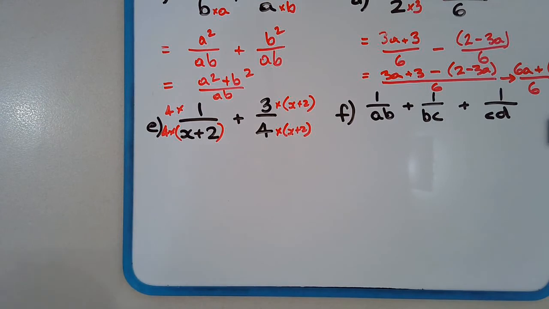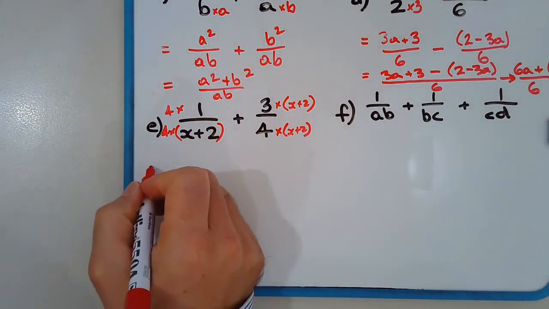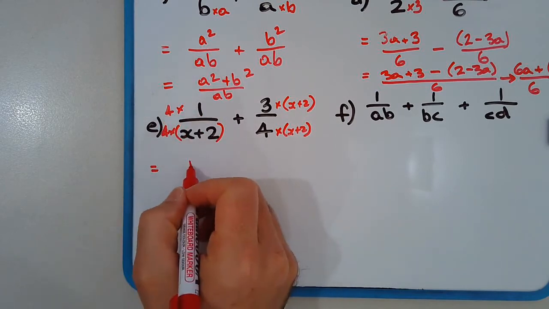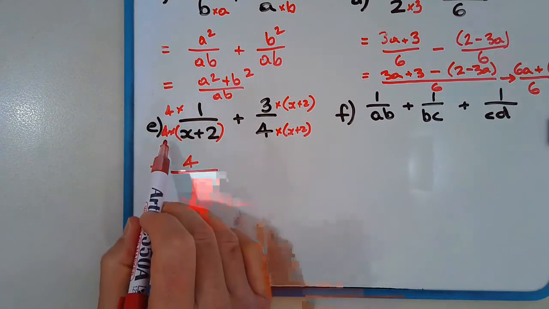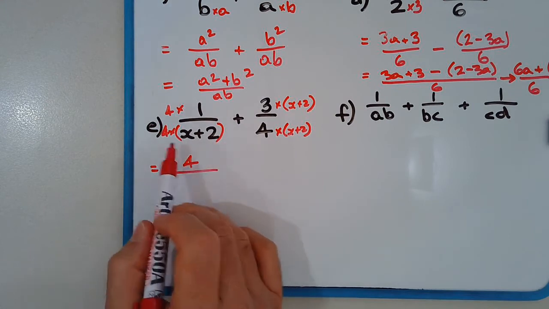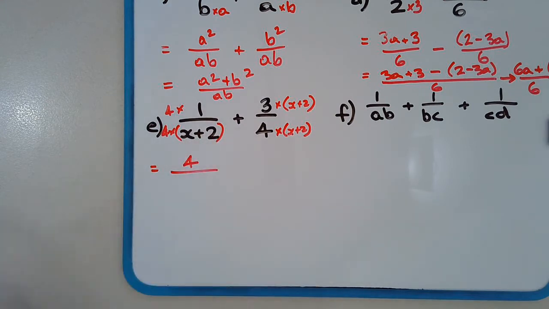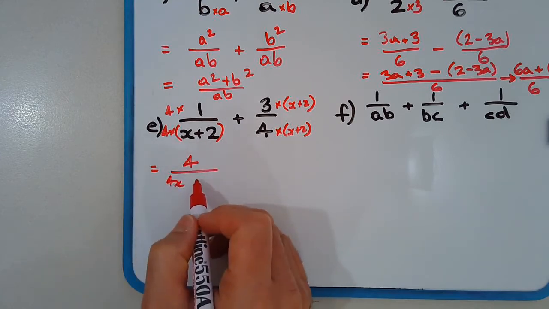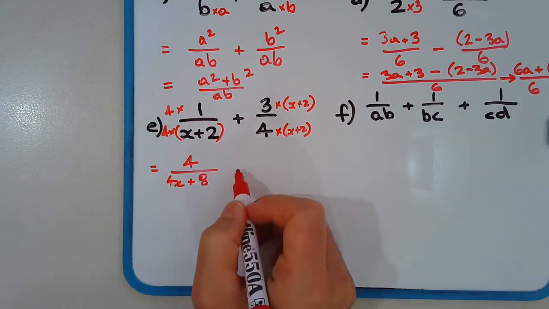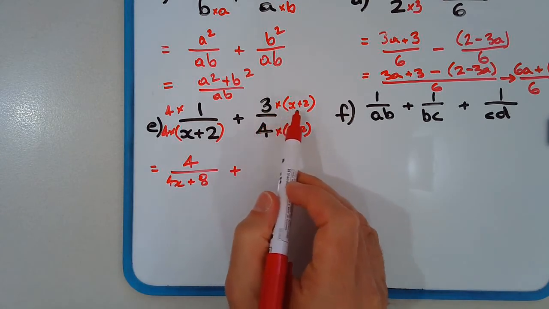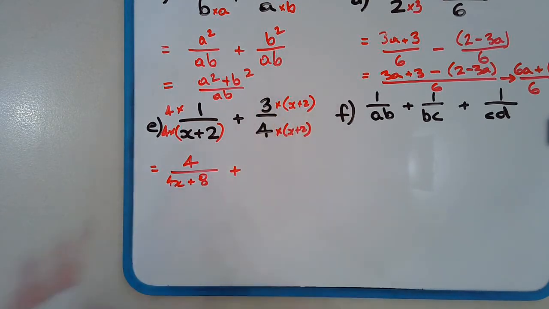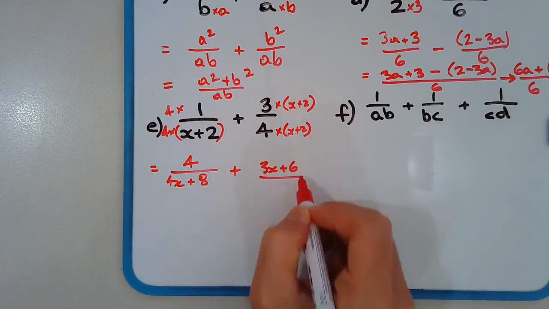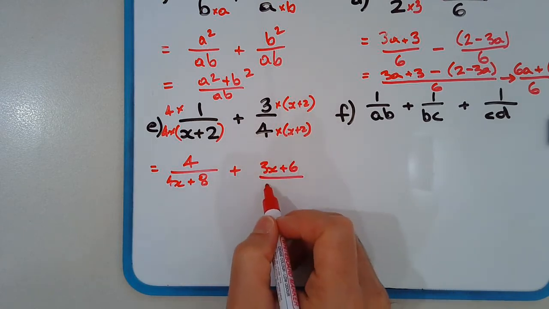Okay, so multiplying through now the numerators and the denominators of both fractions. So we have 4 times 1, which is 4, over 4 times x plus 2 in brackets. So this is just the distributive law. 4 times x is 4x. 4 times 2 is 8. Plus, now 3 times x plus 2. Again, just binomial expansion. 3x plus 6 over 4x plus 8.